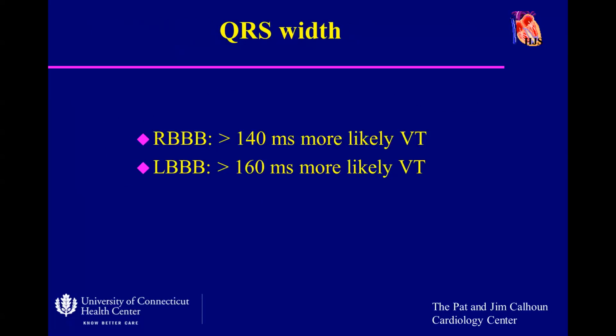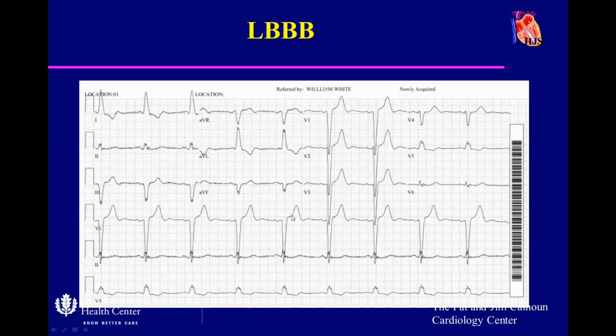So if your QRS width in a right bundle morphology wide complex tachycardia is greater than 140 milliseconds, or in a left bundle branch morphology greater than 160 milliseconds, it's more likely ventricular tachycardia. And the reason is typically a right bundle, if I cut your right bundle, the QRS complex is around 140. If I cut your left bundle, in general it's not greater than 160 milliseconds. And that is unless you have antiarrhythmics on board. This is the rule of thumb. Okay, 140, 160 milliseconds.